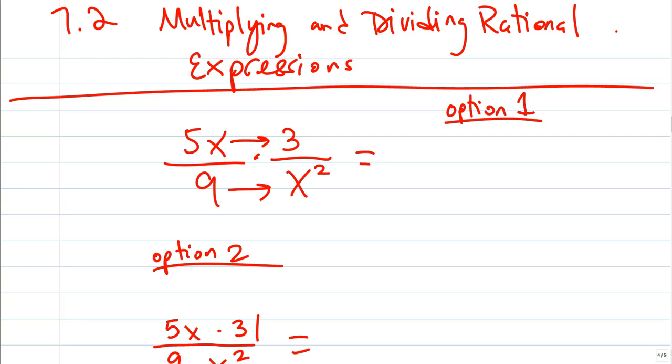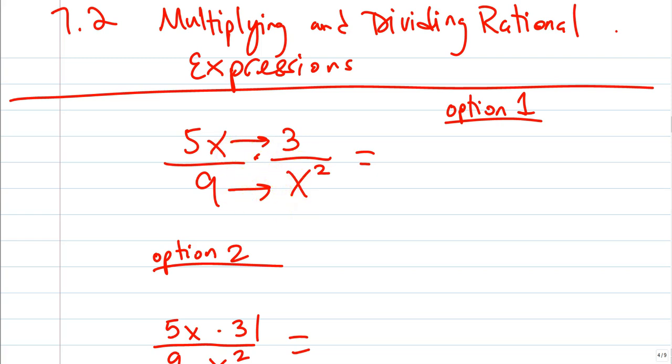Section 7.2, we're going to be multiplying and dividing rational expressions. So kind of an extension of what we did in Math 55, just a little harder. Couple options here. What we generally do in Math 55, if I see this fraction times a fraction, is we just multiply those straight across.